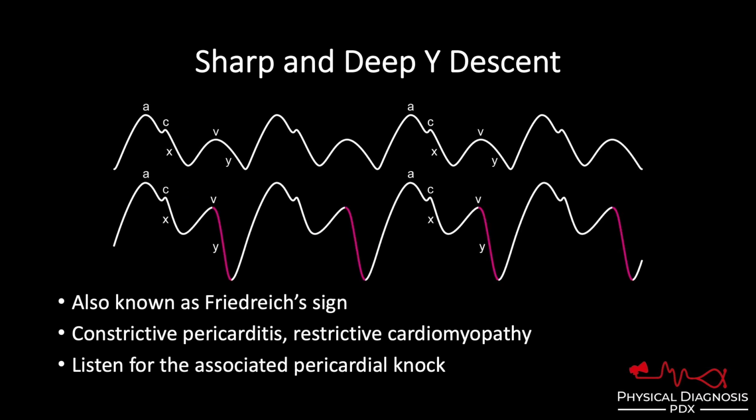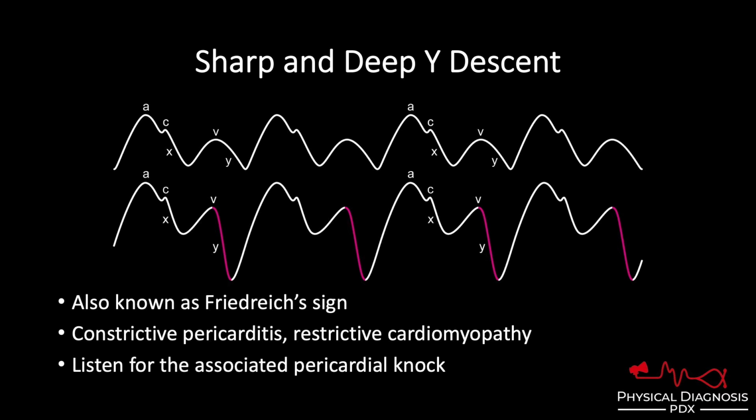The next abnormality to discuss is a sharp and deep Y descent known as Friedrich sign. So what is the normal Y descent caused by? Well, that's an early diastolic event where you have passive ventricular filling. And the Friedrich sign is associated with restrictive cardiomyopathy and constrictive pericarditis.